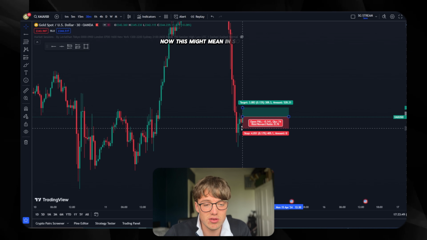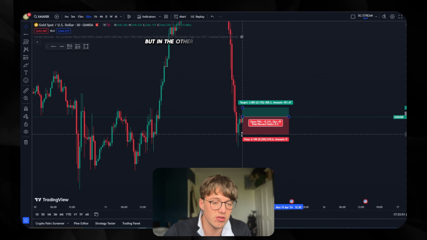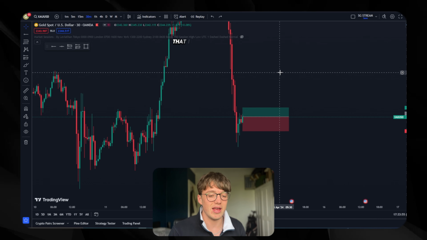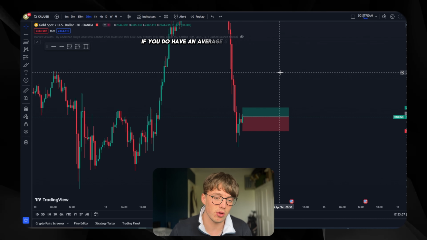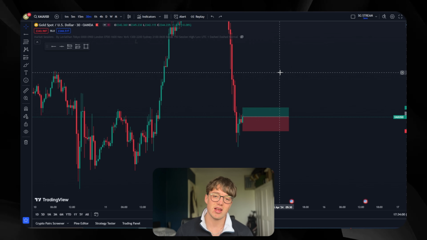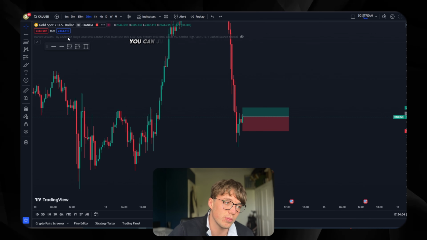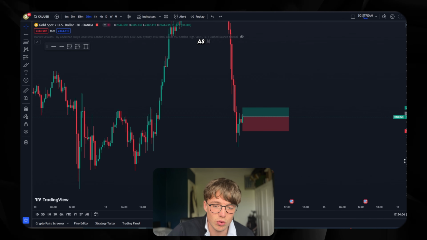Now this might mean in some cases that you're under risking, but in other cases you'll be over risking. But as we said, over a couple of months, that is going to average out if you do have an average stop loss of 50 pips. And what that means, like I said, is every time you get into a trade, you don't have to go into the calculator and figure it out. You can just put the same lots in and take that trade as normal.